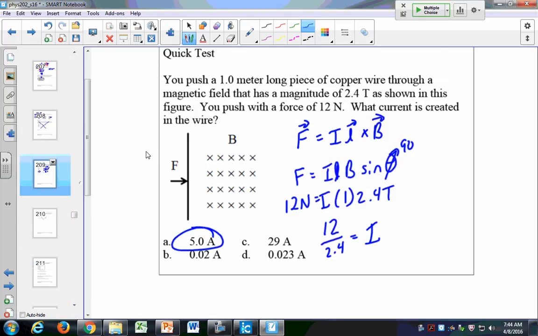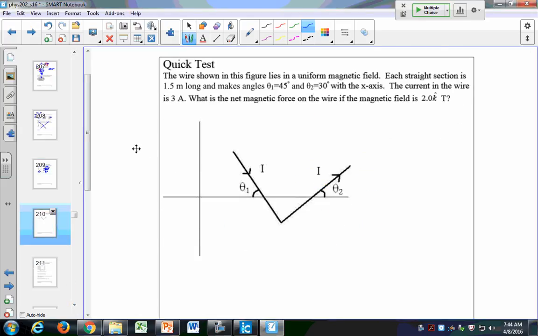Let's try this one. This is from an old test. This figure shows a wire, and it lies in a uniform magnetic field. I give the lengths and the angles for theta 1 and theta 2 and the current. I want to know what is the net magnetic force if the magnetic field is 2K Tesla. That means that our magnetic field is coming out of the page like that. And I want to know what is the net force.